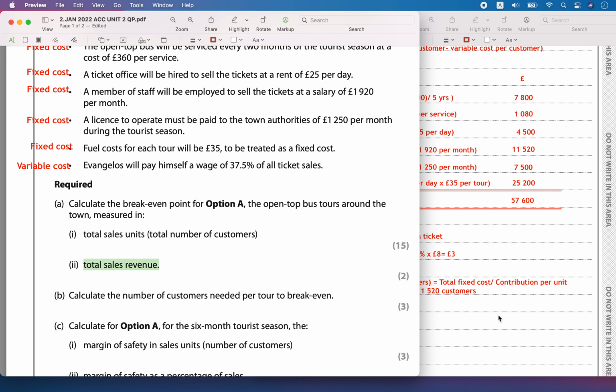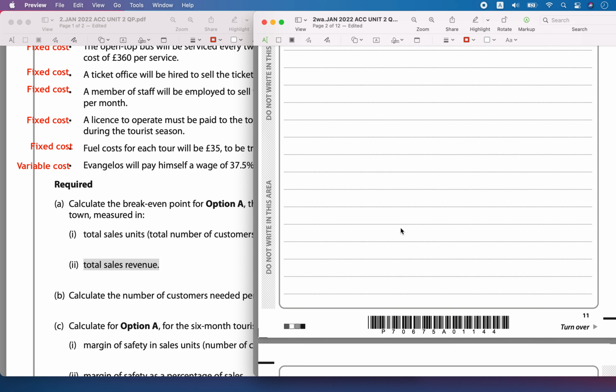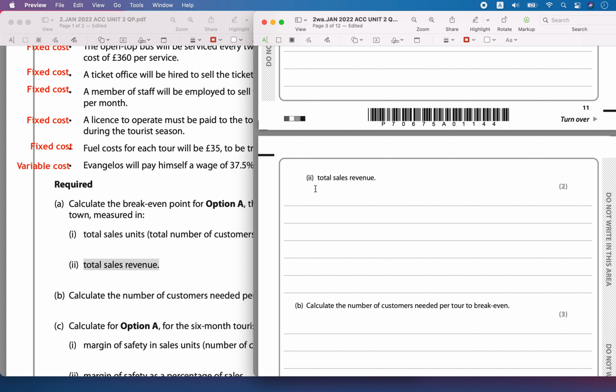Now in the second part, what is the total sales revenue at this break-even point? If they are able to get the break-even number of customers, what will the revenue be at this point? That is the question. So the total sales revenue at break-even point is going to be equal to the total number of customers you have at the break-even point.